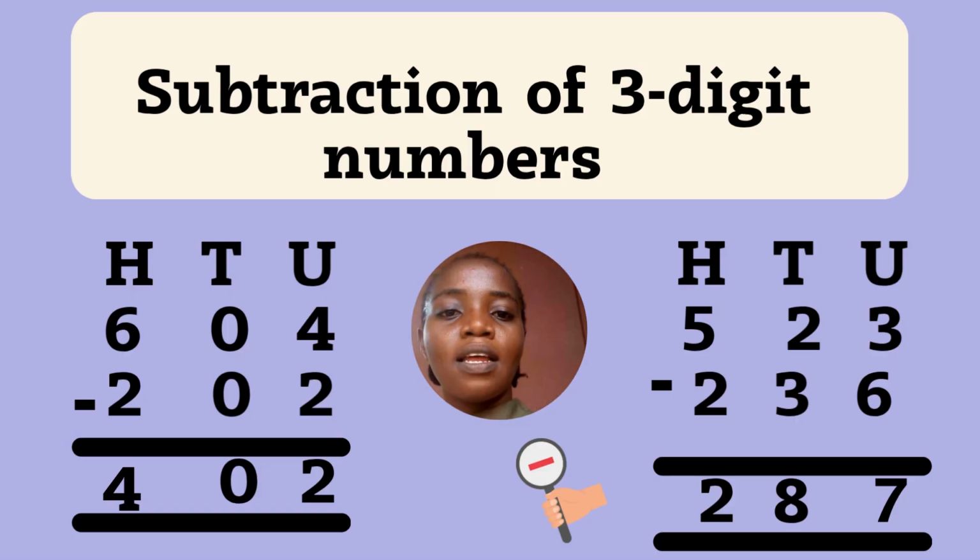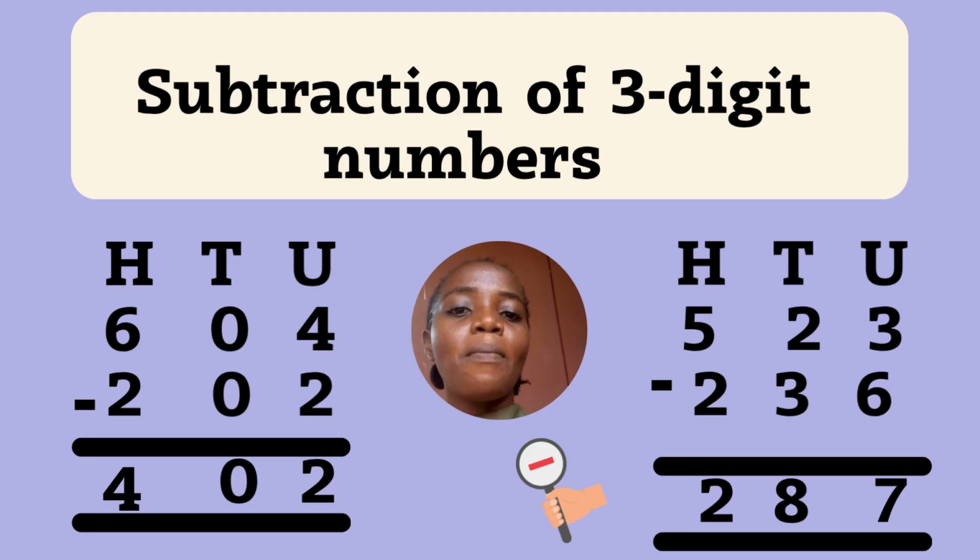Let's now consider subtraction of three-digit numbers with regrouping. I have 523 minus 236. What we'll do is begin from the unit place, count out 3 and take away 6. That is impossible. We simply borrow 1 from 2 under the tens place, bring it before the 3, and that makes 13. 13 minus 6 equals 7. Don't forget that we have 1 left under the tens place.